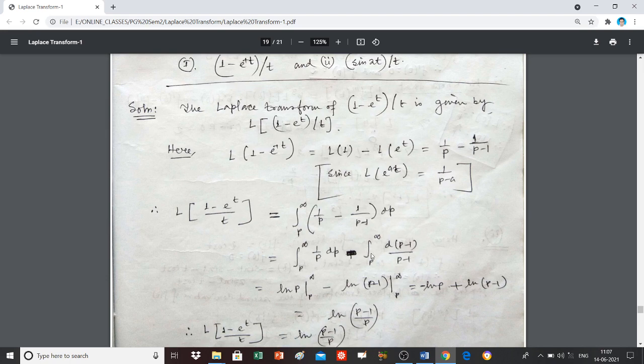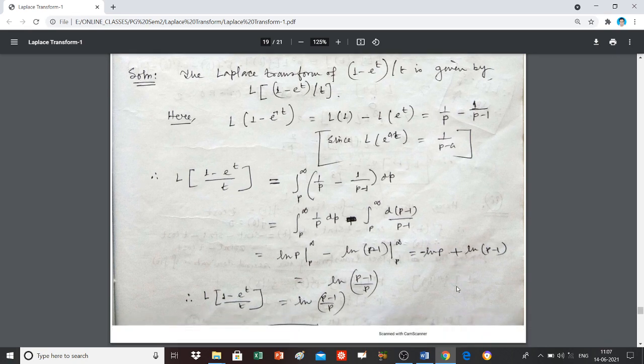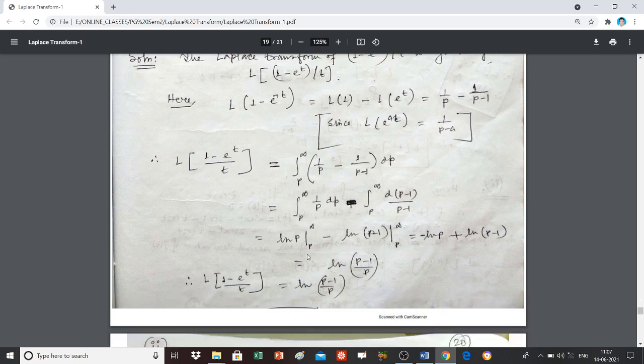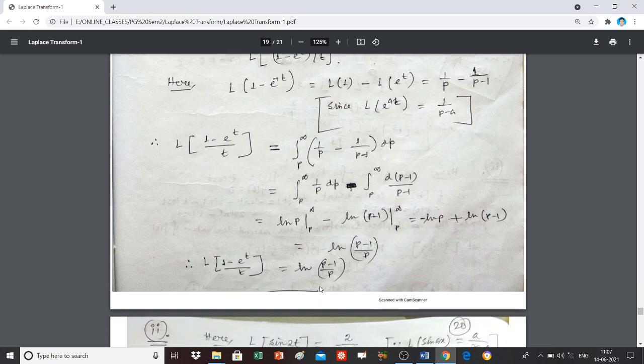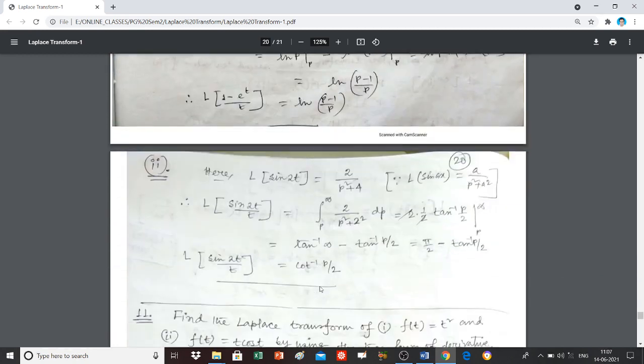So each term will give you a logarithm result. From here, log p from p to infinity, minus log (p minus 1) from p to infinity. Just use the limits. I have done it, and finally we obtain log of (p minus 1) by p. So the Laplace transform of (1 minus e to the power t) by t is equal to log of (p minus 1) by p. So finally we obtain the result. Number 2 is there.